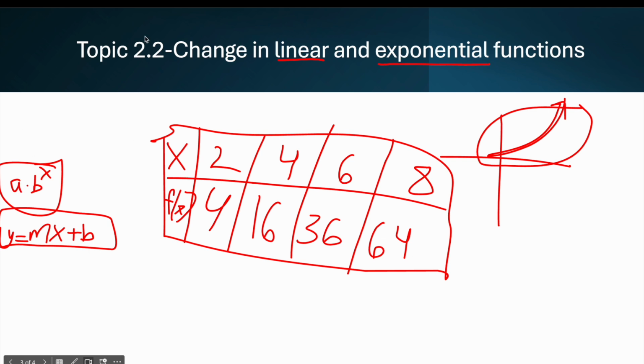Another reason we were talking about arithmetic and geometric sequences in 2.1 is that when we jumped to 2.2, we learned that these sequences are actually implemented. This exponential function is technically just a geometric sequence, and our y equals mx plus b, our linear function, is actually just an arithmetic sequence. That is why it is necessary for us to learn and comprehend how to identify and use geometric and arithmetic sequences.